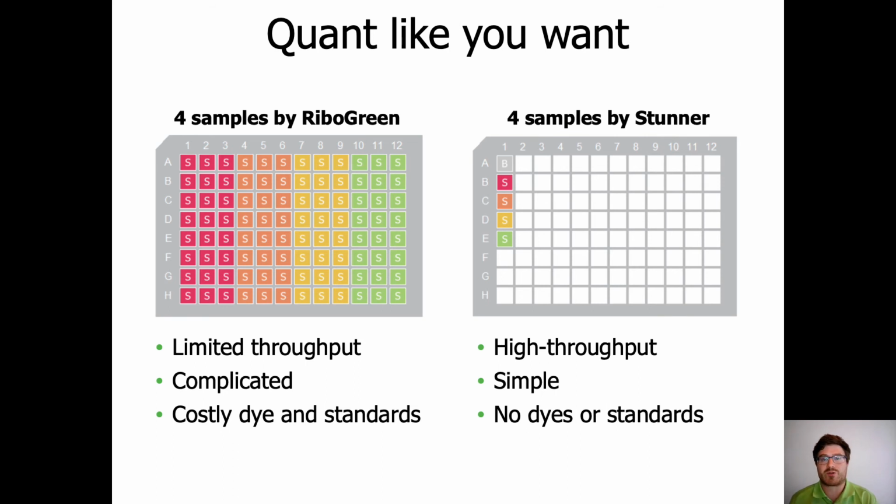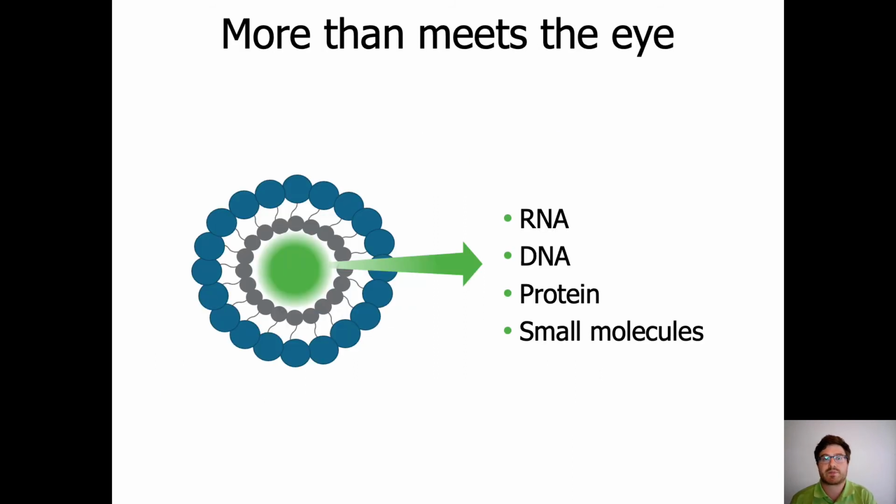Quantification with RiboGreen required standard curves, costly dyes and standards, and a lot of hands-on work, and still just provides limited throughput. While measuring concentration on Stunner is fast, simple, and doesn't require any dyes or standards.